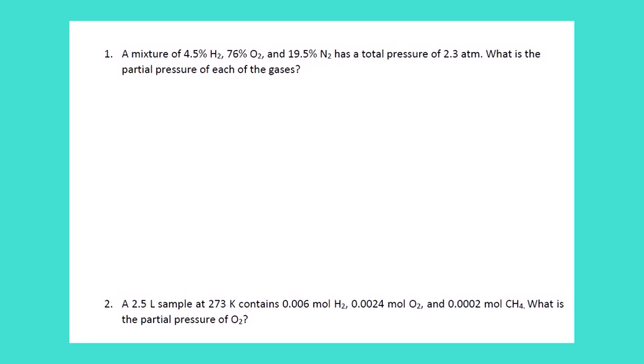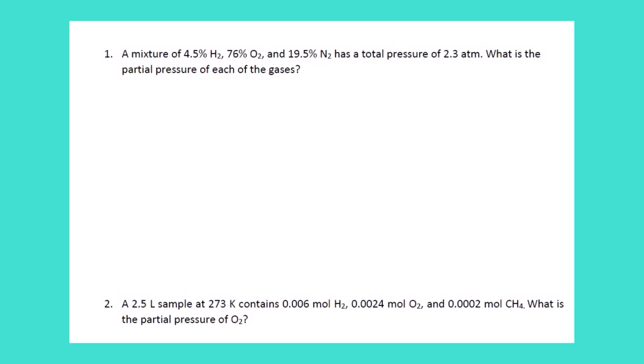The first question says a mixture of 4.5% hydrogen, 76% oxygen, and 19.5% nitrogen has a total pressure of 2.3 atm. What is the partial pressure of each of the gases? You should understand that the composition is given in percentage in this case. So in order to get the partial pressure of each, we need to use this equation. This percentage is actually the mole fraction of each gas here.